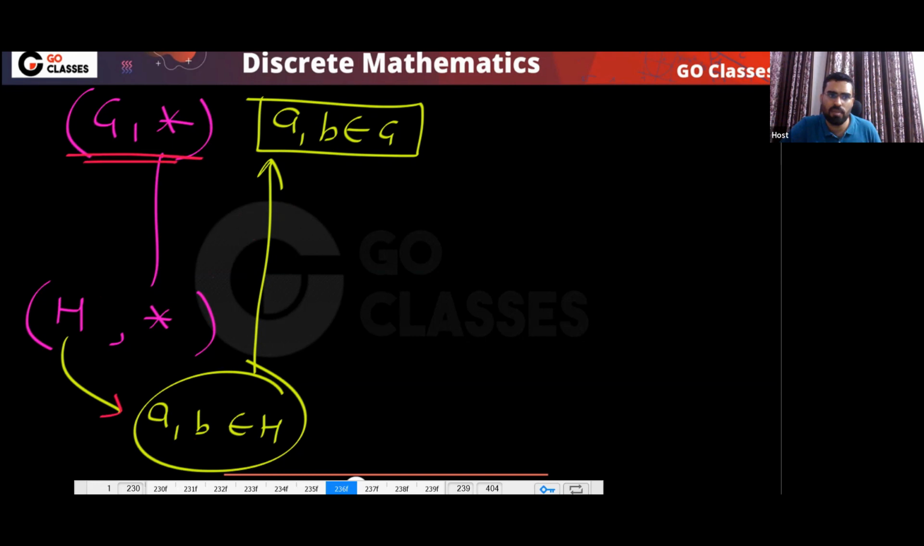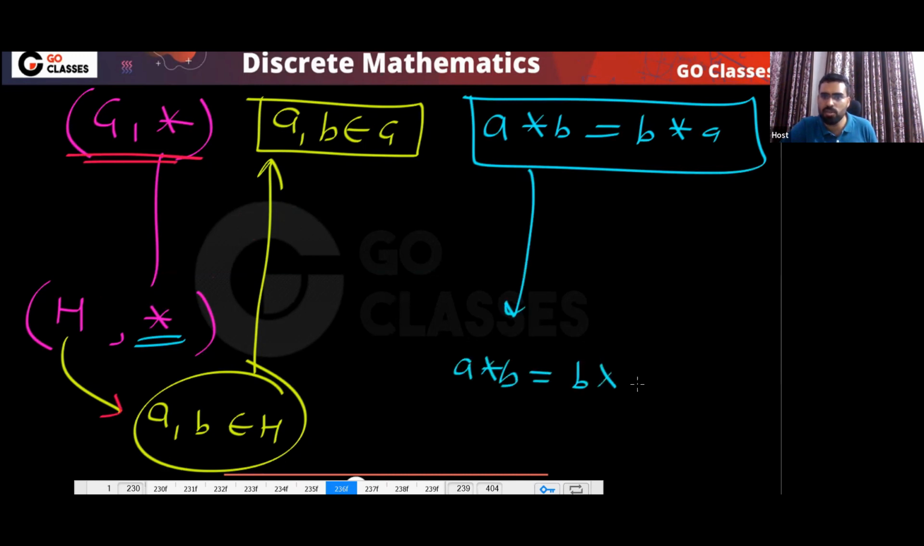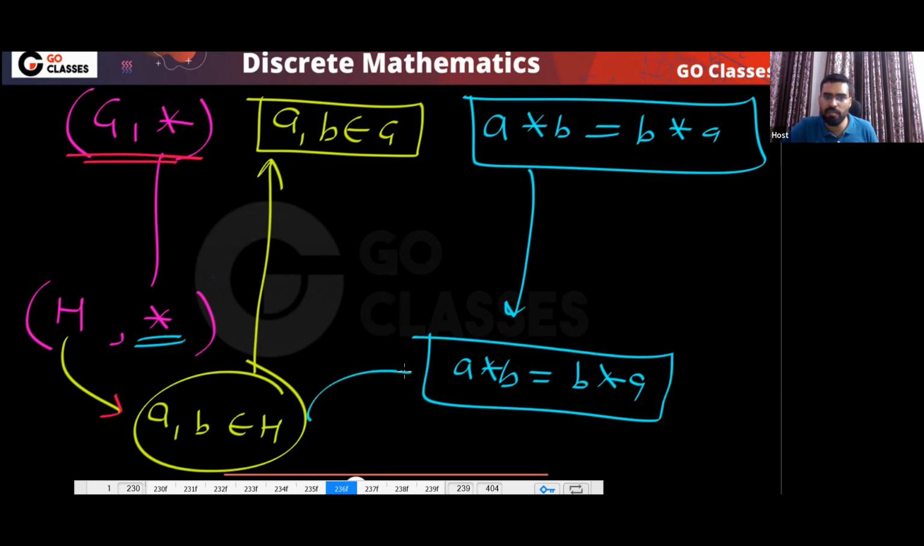The operation is the same, and this G is abelian. So this will happen because the operation is the same, and here also the operation is star. So for any elements you take, this will happen. So H is abelian, since G is abelian.